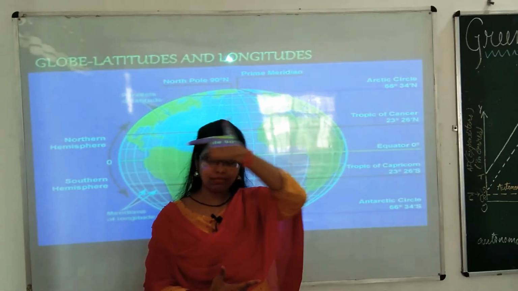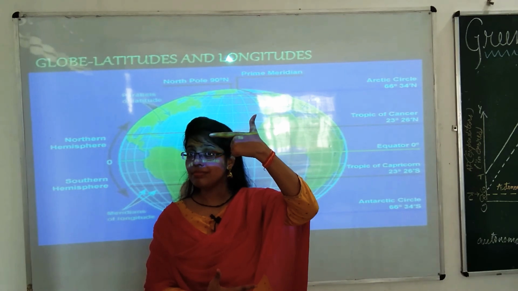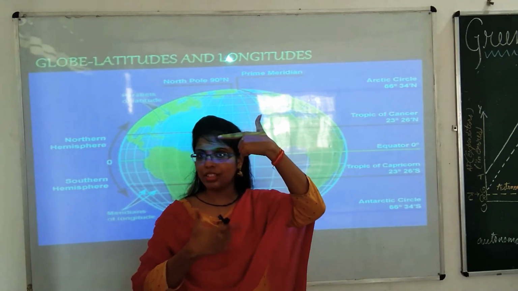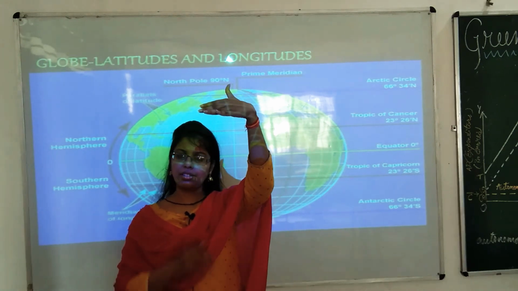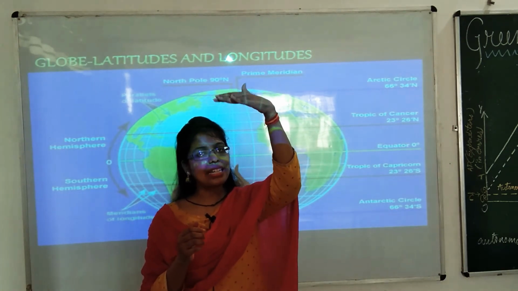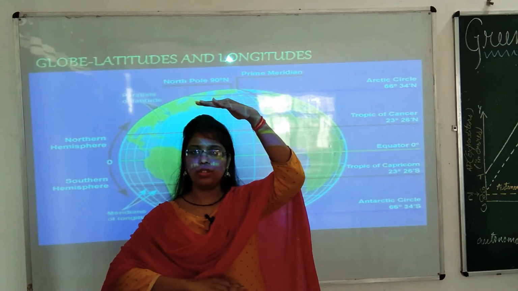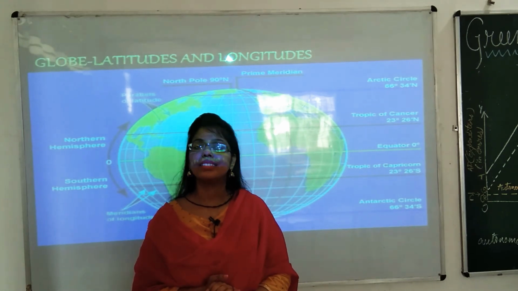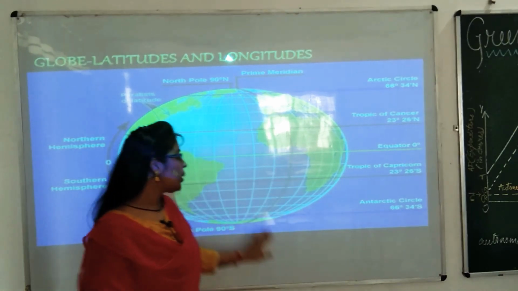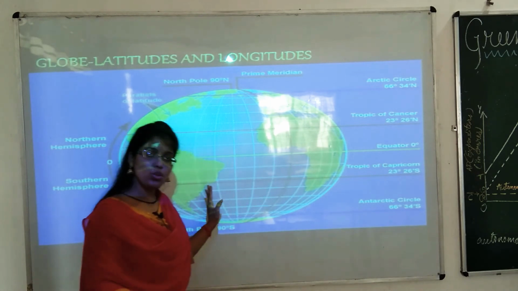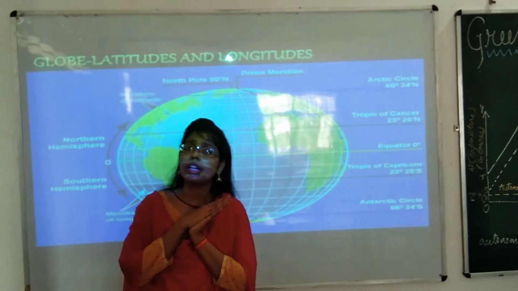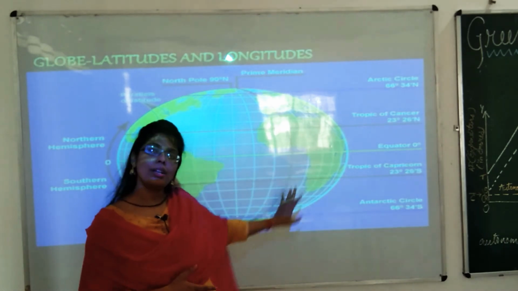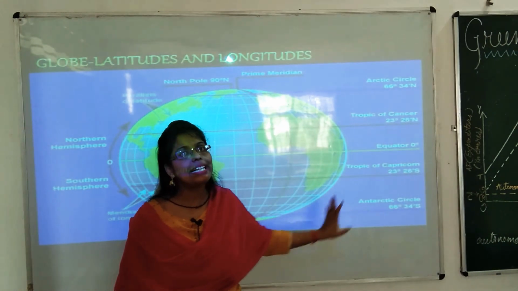North, this is what? Tropic of Cancer. South, this is what? Tropic of Capricorn. Then again, 66 degree 34 north, Arctic Circle, and 66 degree 34 south, that is what? Antarctic Circle. Okay, so these are four important latitudes or parallels, and they play an important role in determining heat zones of the earth. That is why they are called important parallels or important latitudes.